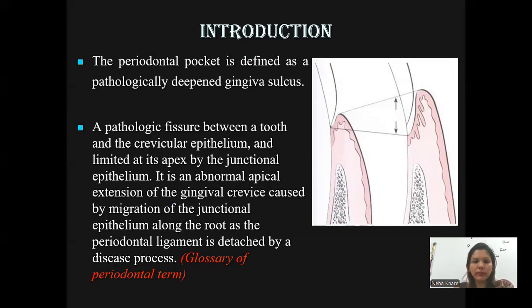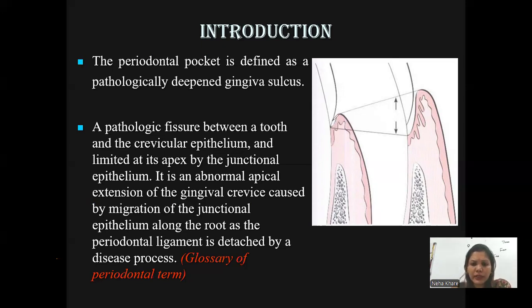Coming to the definition, periodontal pocket is defined as a pathologically deepened gingival sulcus. So it is basically a fissure which is present between the tooth and the crevicular epithelium. It is limited at the apex by the junctional epithelium. It is an abnormal apical extension. So this is the junctional epithelium. This is basically a fissure. This is the crevicular epithelium and this is the tooth.